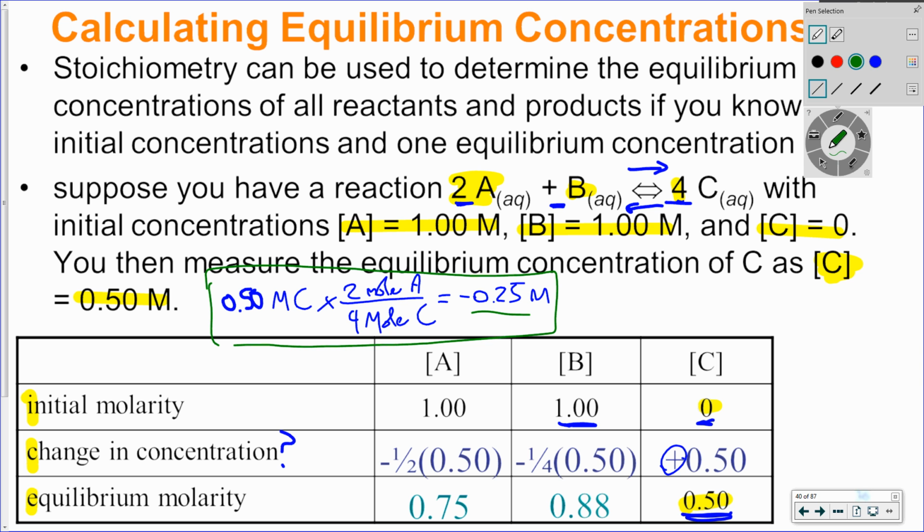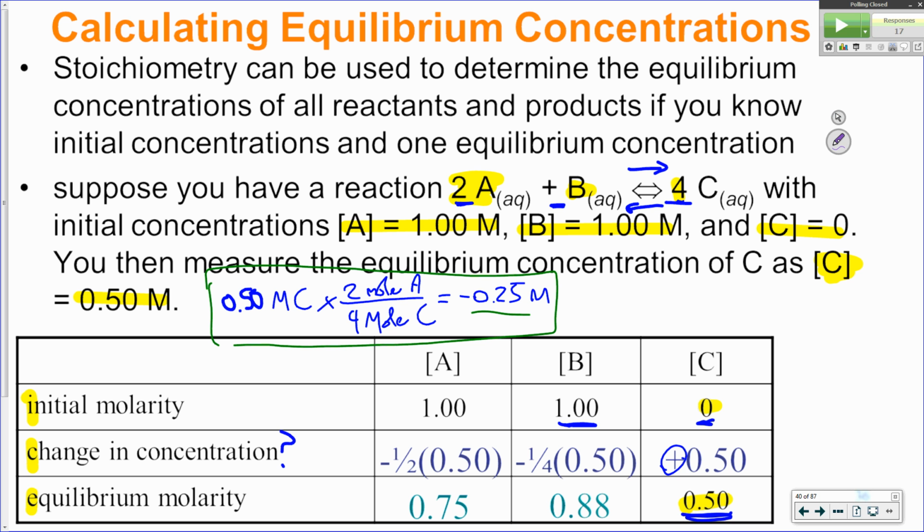In a similar fashion, if we were going to look at what's happening with the other reactant. Now if I look at the changes, there's a 0.5 molar increase in C. And if I look at the ratio, there are 4 moles of C that are produced for every 1 mole of B that's consumed. So on this one, the change is going to be 1/4 of that value. So the change would be 1/4 of 0.5, which is 1/8. It's going to decrease by 1/8 molar.